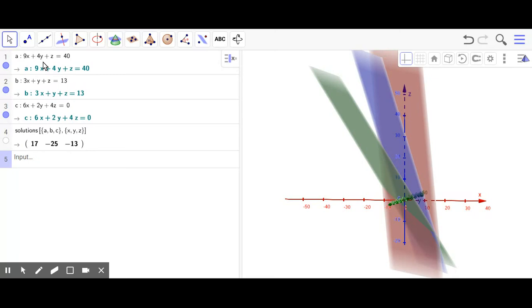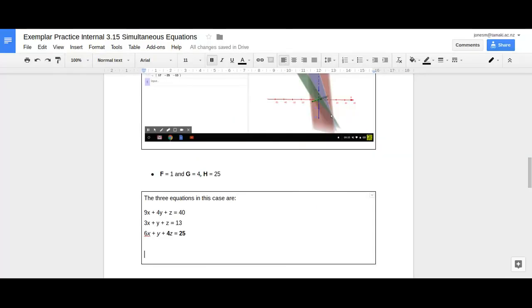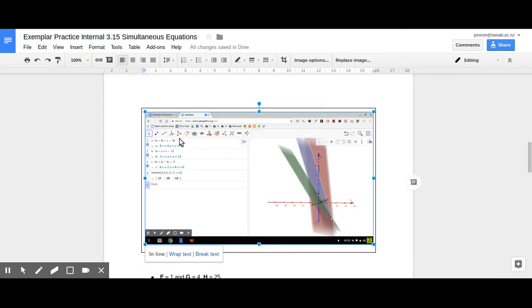So I'm just going to copy these three equations, and then like I did for that first one, I'm going to change the variables f, g, and h to 1, 4, and 25. Okay, so the three equations are these three equations. Oh, sorry, I've been looking at the wrong screen.